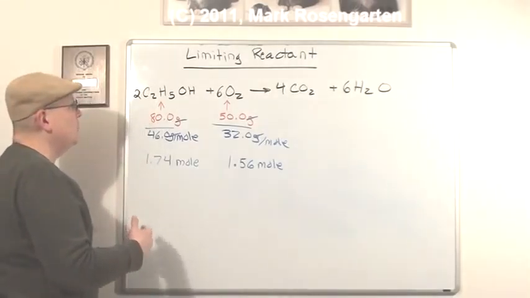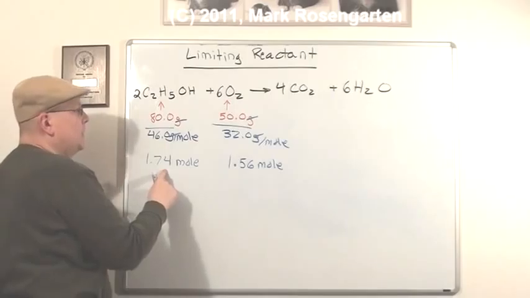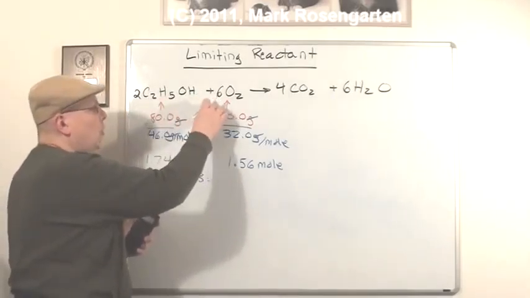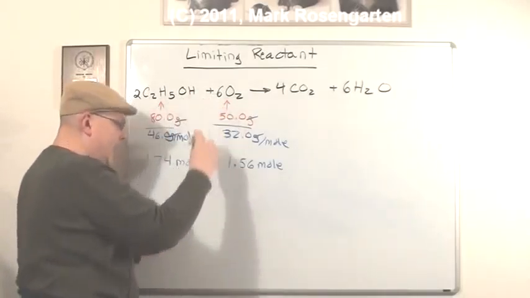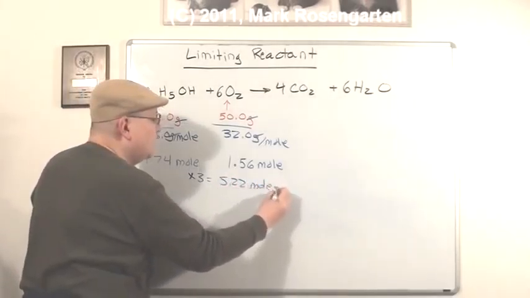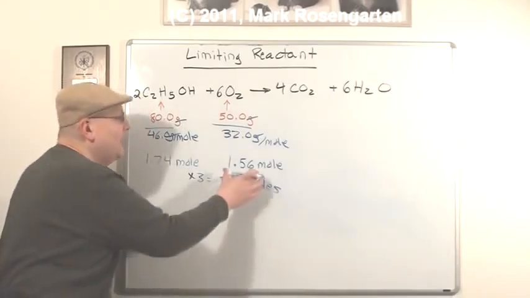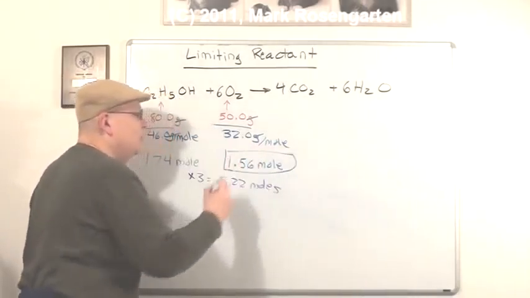If we take a look at this ratio, it's a 1-to-3 ratio. So if we take the moles of C2H5OH and multiply it by 3, if the ratio holds true, then to perfectly react this, to use up all reactants, would require 5.22 moles of oxygen. Well, we don't have 5.22 moles of oxygen. We only have 1.56 moles of oxygen. This is the limiting reactant.